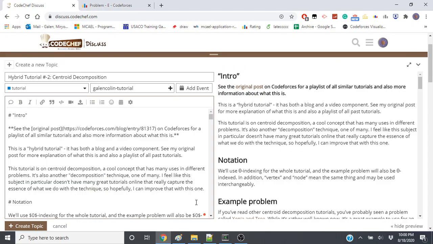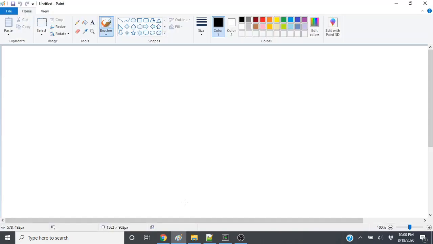Hey guys, so we're going to start today with another hybrid tutorial, which is a tutorial that has both a blog and a video component. Generally they're designed to supplement each other. I recommend having both on at once and using the video to help you understand the blog, since the video will basically create images of everything I describe in the blog, so it could be easier to visualize.